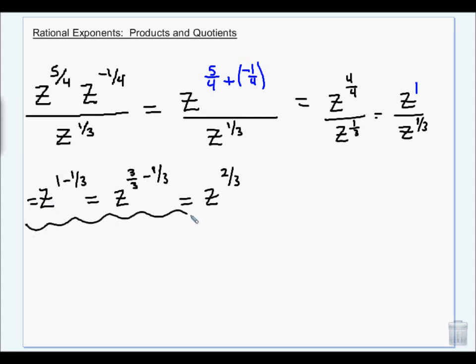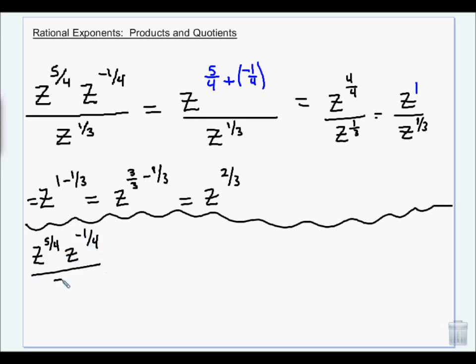Or if you want to do it all in one fell swoop, this is z to the 5/4 minus, or plus, -1/4 minus 1/3. So we add the two numerators, subtract the denominator. Well, these have a common denominator, so it might be easier just to go ahead and combine those first.